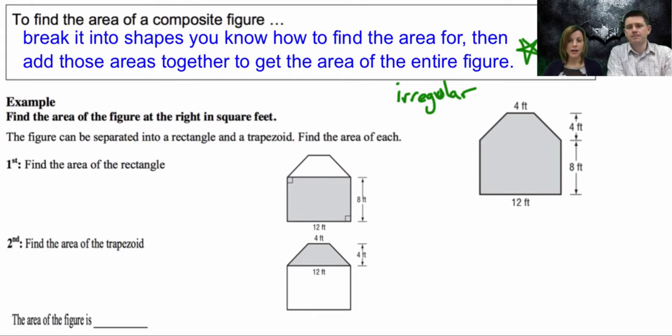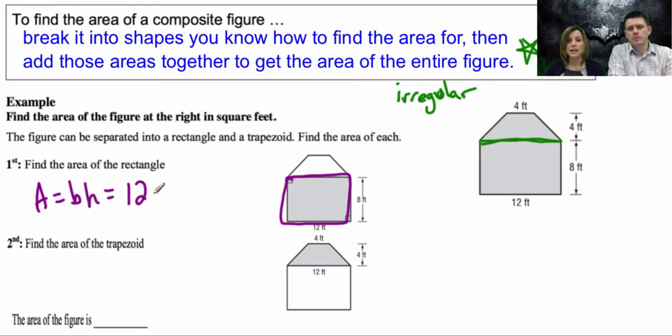Yep. All right, this first example is actually broken down for you. We look at the entire shape right here. It looks kind of like a barn or a house where you got the rectangle on the bottom and actually a trapezoid roof. So we're going to first find the area of that rectangle. So we're going to write our formula down. Area equals base times height. In this case, our base is 12, our height is 8, and we have a total of 96 feet squared.